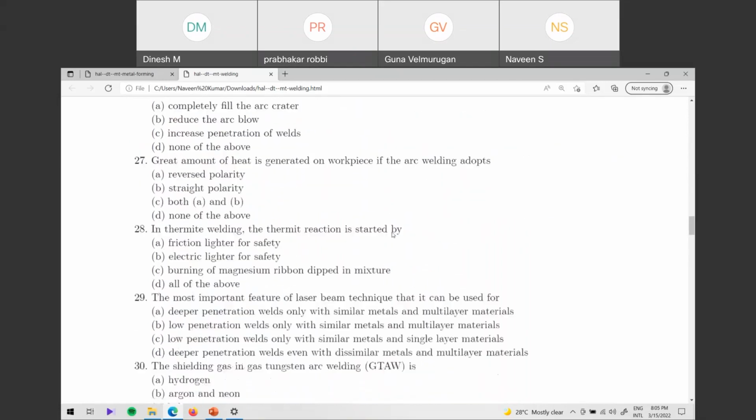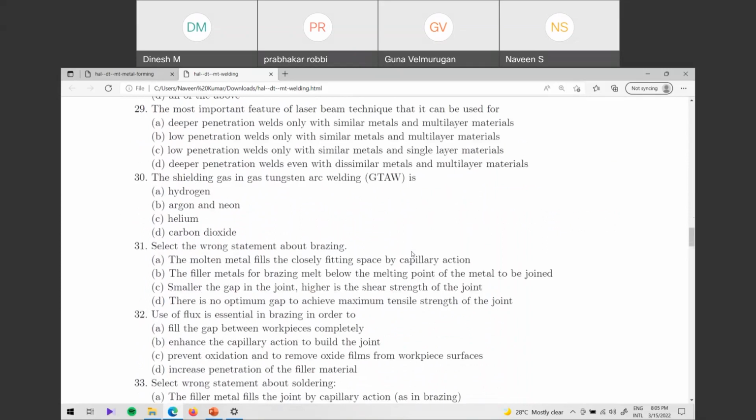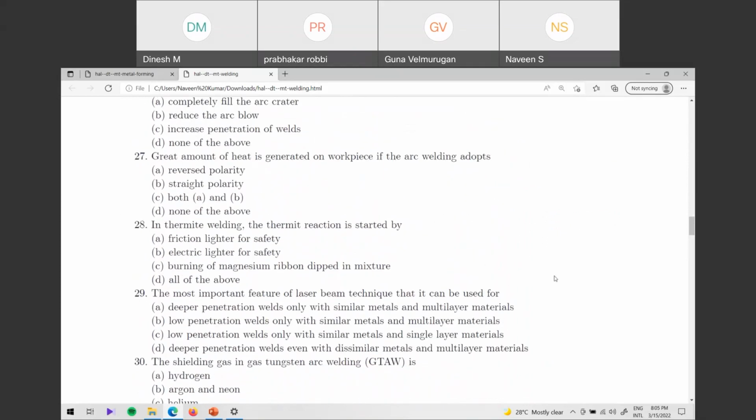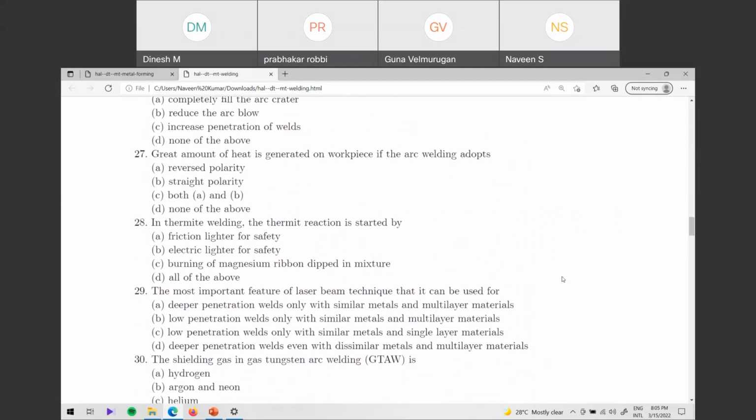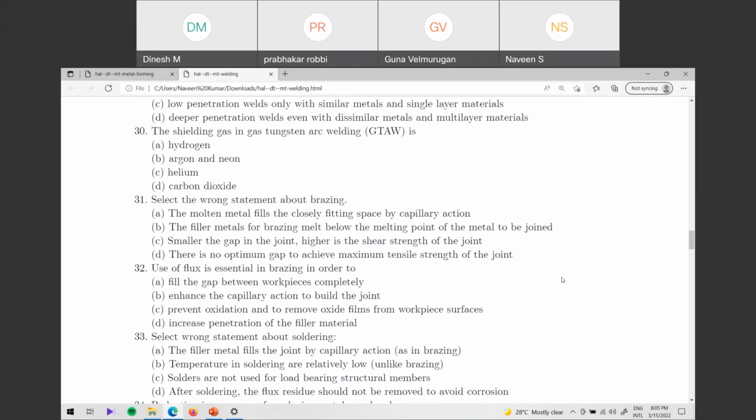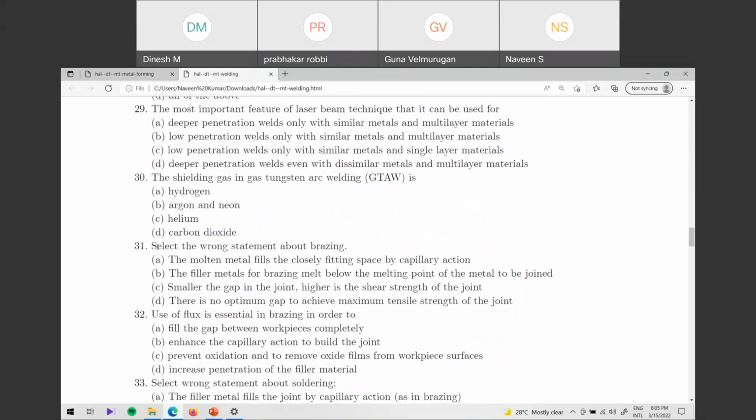I'm just picking some random questions. Okay, tell me this 31st one. Select the wrong statement for brazing. Select the wrong statement. Please read the question carefully. Select the wrong statement for brazing.